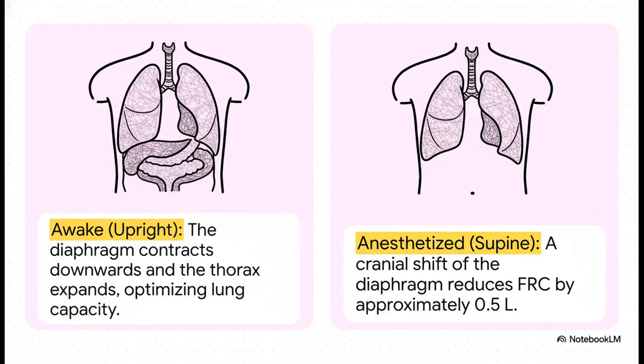When a patient is awake and upright, their diaphragm actively contracts downwards, the chest wall expands, everything's working as it should. But the moment we induce anesthesia, especially with the patient lying supine, we lose that diaphragmatic tone. The abdominal contents push the diaphragm upwards or cranially, the chest itself actually narrows a bit, and the immediate result is a really significant drop in functional residual capacity, our FRC. We're talking about a reduction of around half a liter in the average adult.